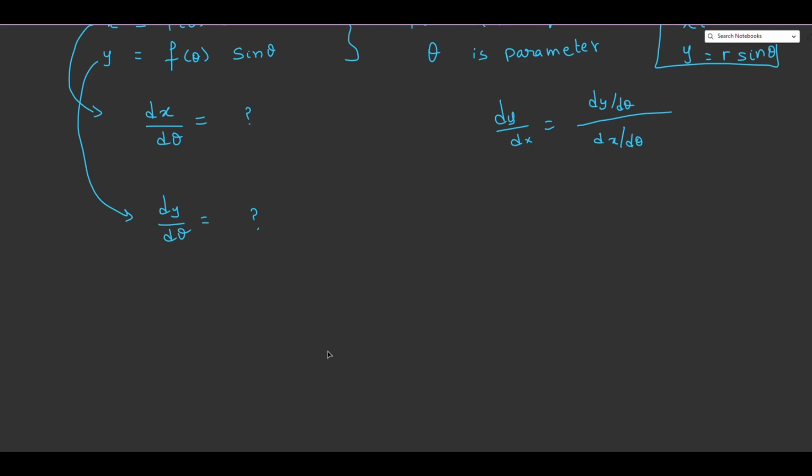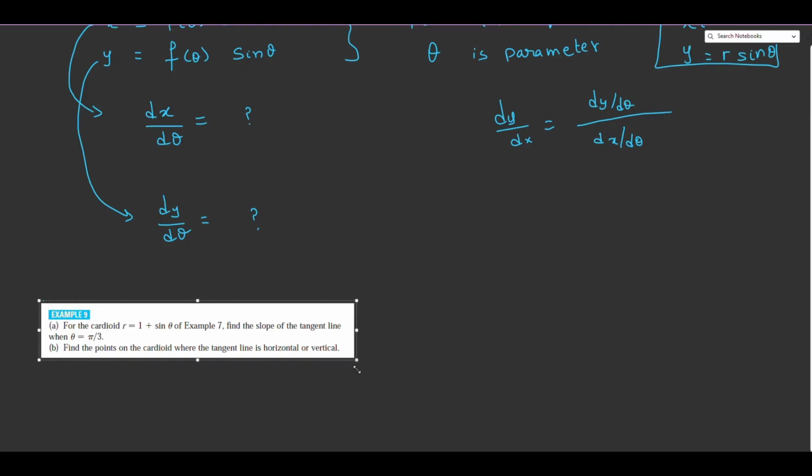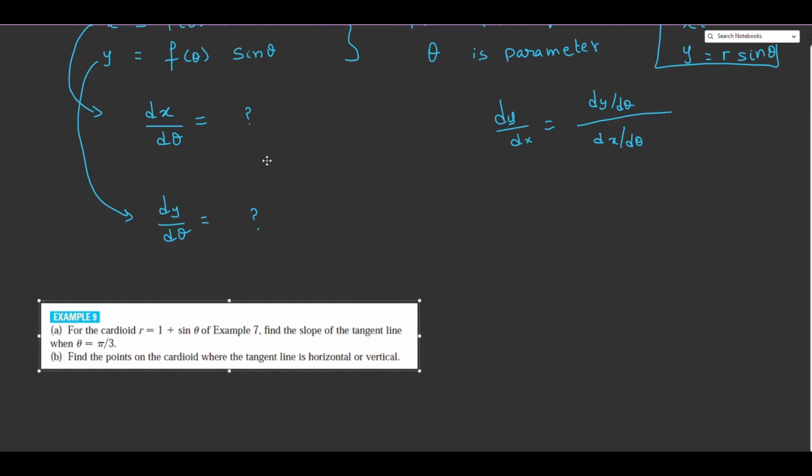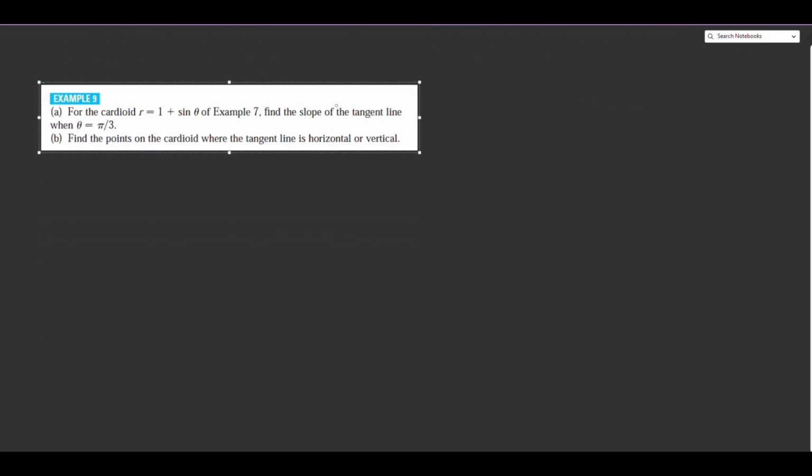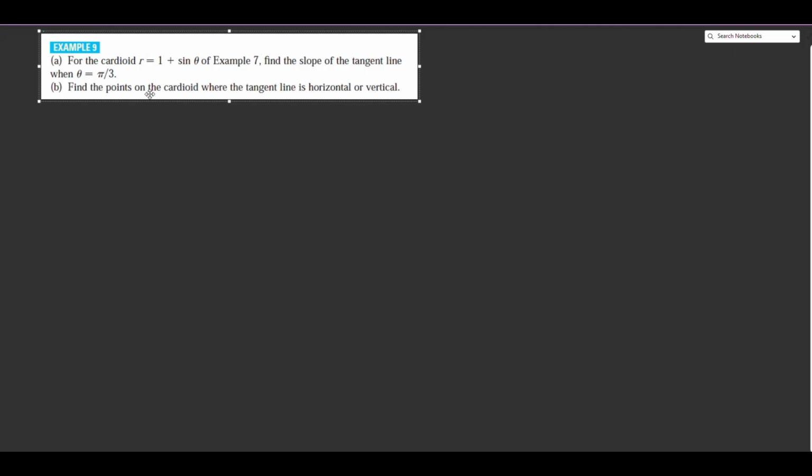Let us do an example with the help of this. In this example, we want to find the slope of the tangent line when theta equals pi by 3.